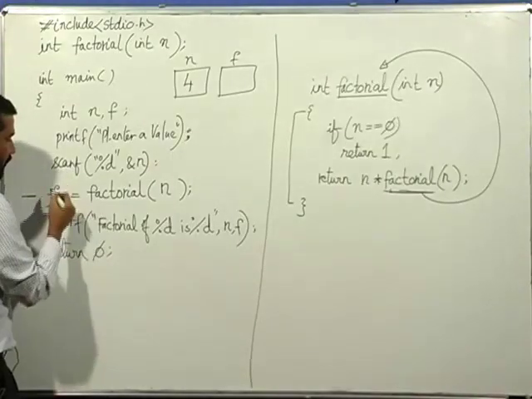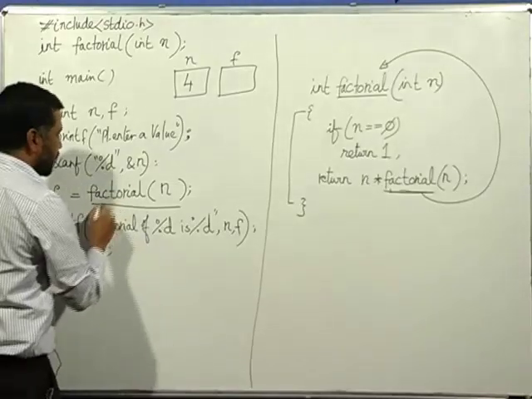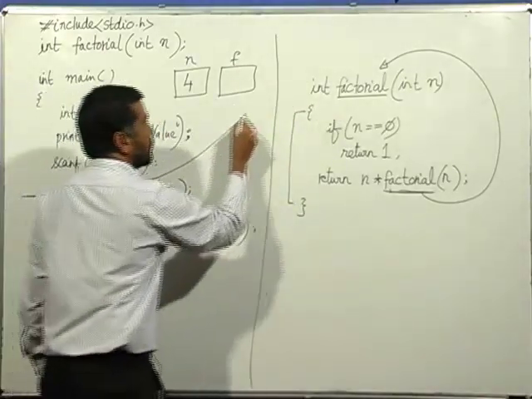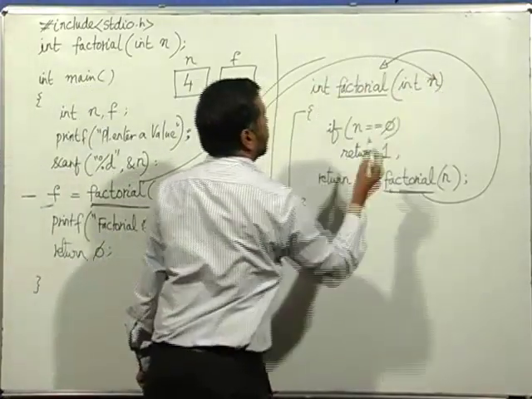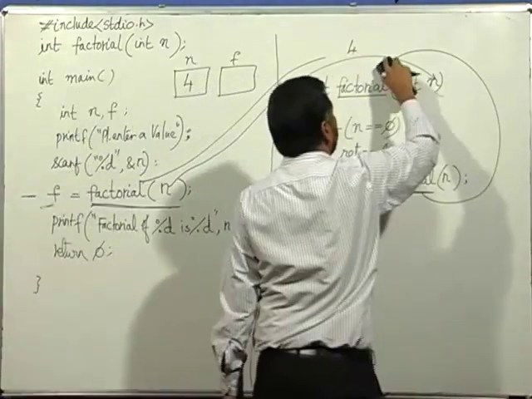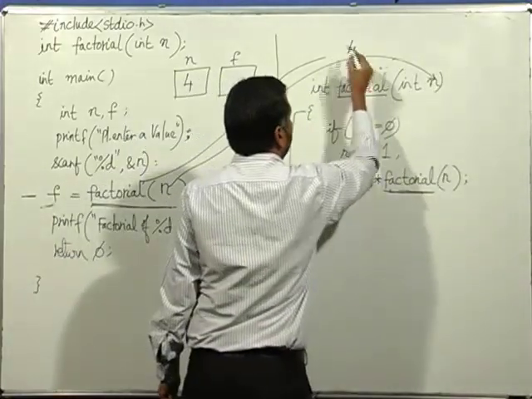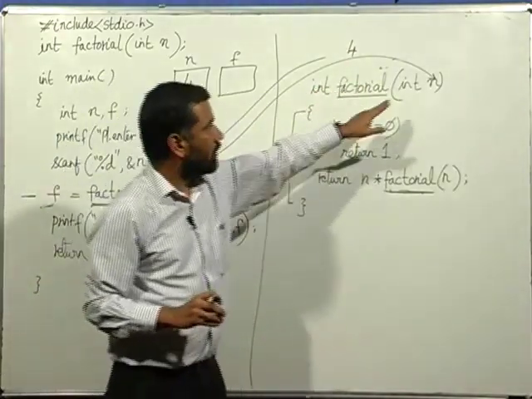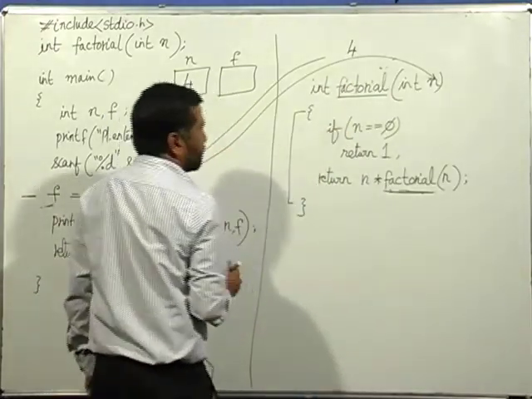So in order to put a value into f, first this function has to be executed. Whenever a function call is encountered, we know that the control jumps to that particular function. So it jumps here. While jumping, the value of n is copied into this n here. So the value is 4. Let us take this out. So the value when the factorial function is called the first time is 4, and the function is executed. Now let us see what happens.